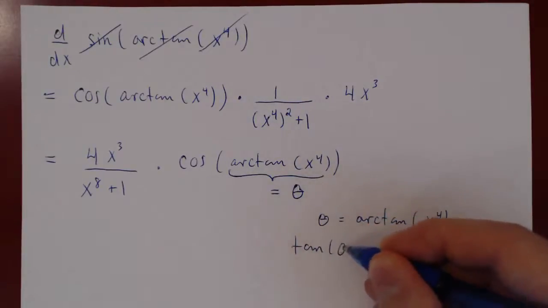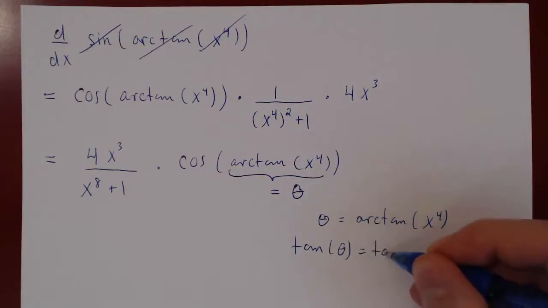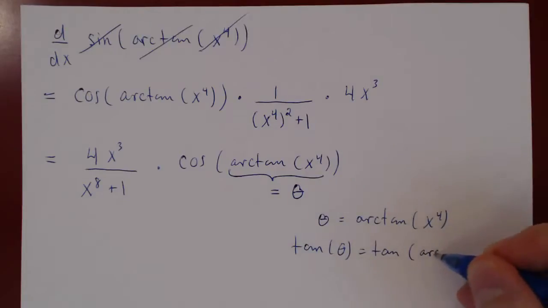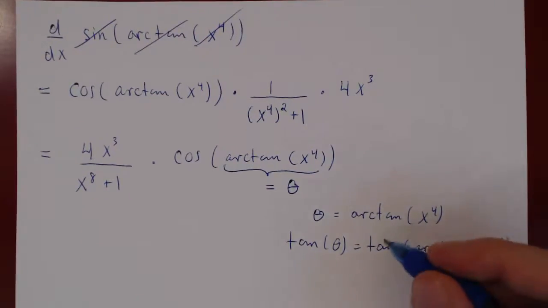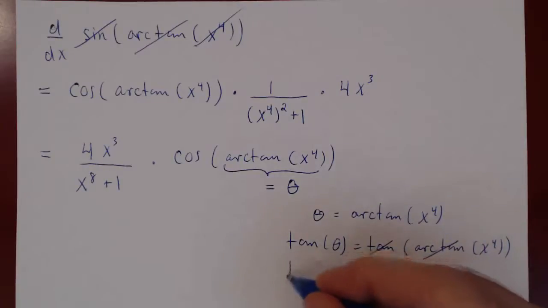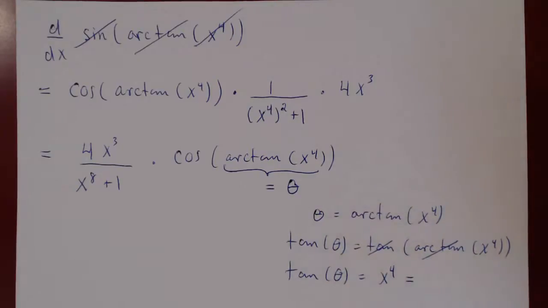So tangent of theta equals tangent of arctangent of x to the 4, but tangent is the inverse of arctangent, so it cancels arctangent, and we're left with, on the left, tangent of theta is quite simply x to the 4. Remember now that tangent, if you think of your trig SOHCAHTOA, is the opposite side over the adjacent.